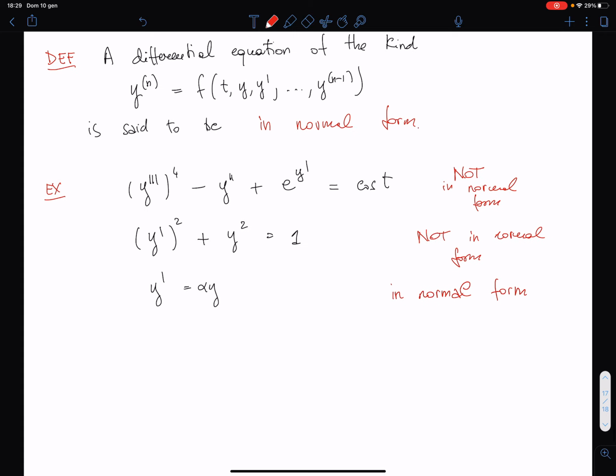And a very important remark. Please notice that all the equations we studied, the equation of the falling object, the Malthus equation, the Verhulst equation, were all in normal form. So our remark is that we will always study equations in normal form.